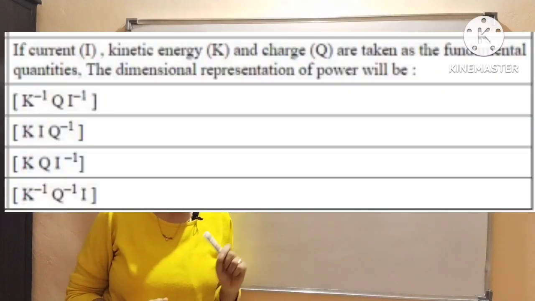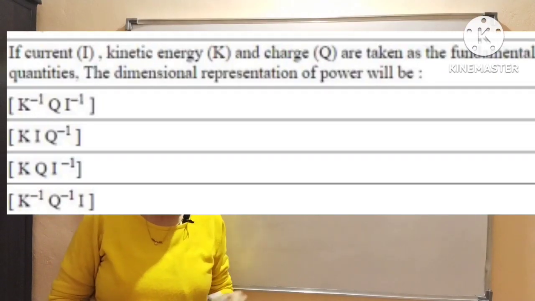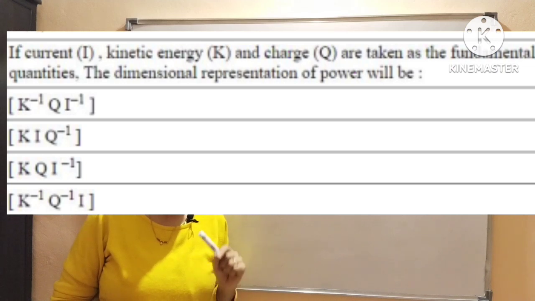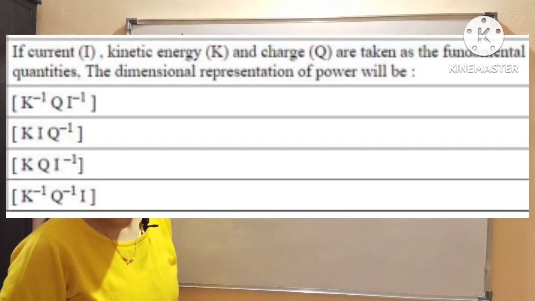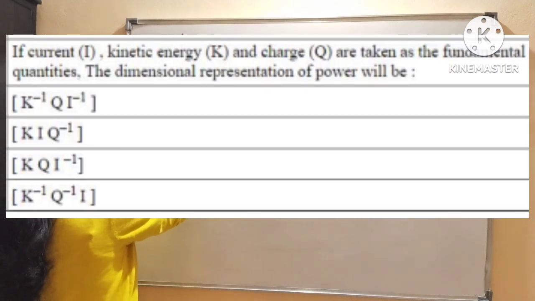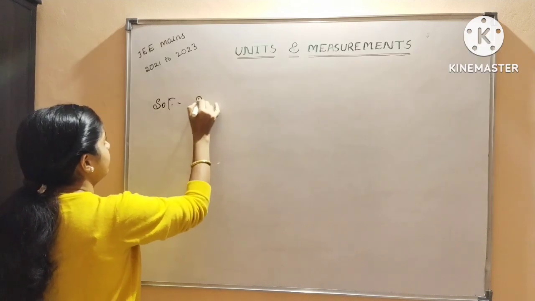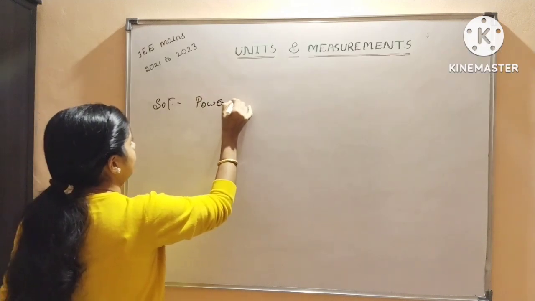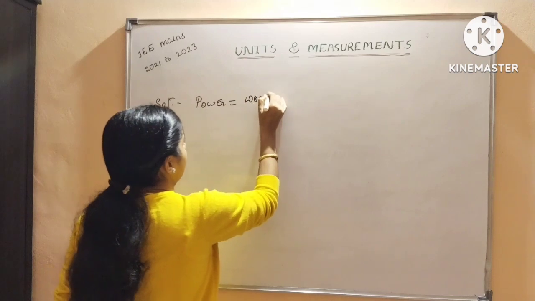Okay, go for next question. Here we have to find the dimension of power in terms of kinetic energy, current and charge. So let us see the solution. We know that power equal to work done by time.